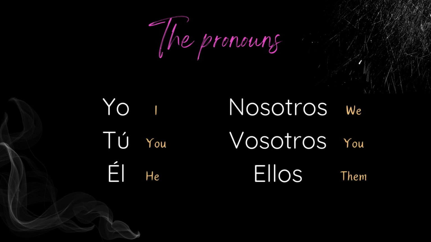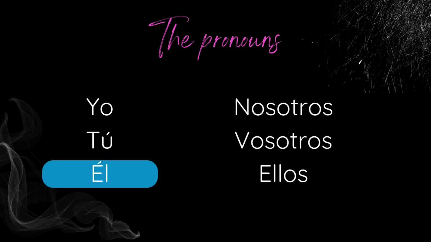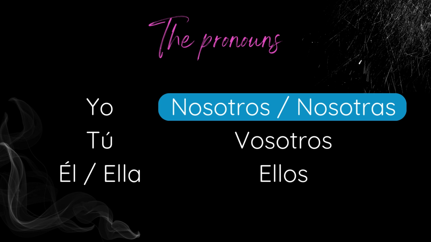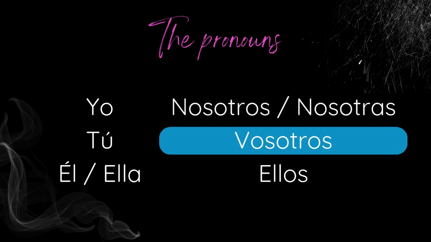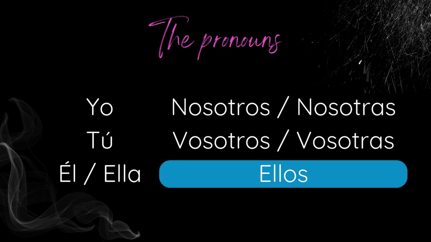The first thing you need to know are the Spanish pronouns, which are yo, tú, él, nosotros, vosotros, ellos. Keep in mind the third singular person can be él or ella. The first plural person can be nosotros or nosotras. The second plural person can be vosotros or vosotras. And the third plural person can be ellos or ellas.